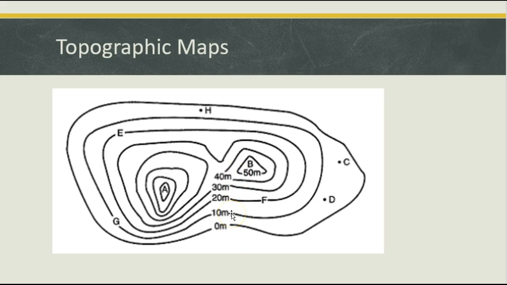So we could count by tens to figure out the elevation if we didn't know. So if we wanted to find the elevation at this line here, we would say, okay, this is 0, because we know we're starting at 0. 10, 20, 30, 40, 50, 60, 70 meters. Okay, so this would be 70 meters right here.